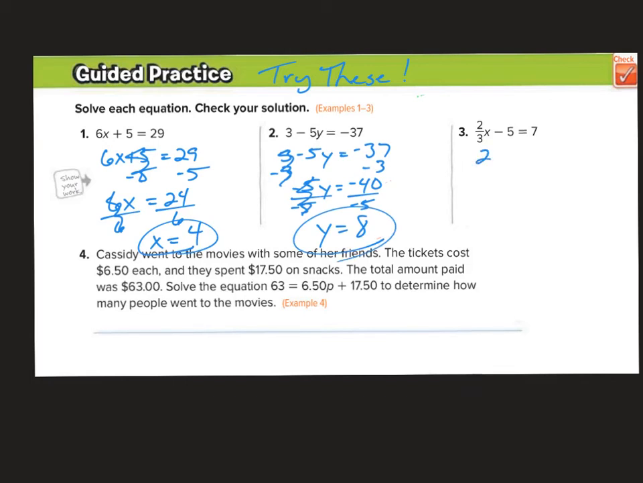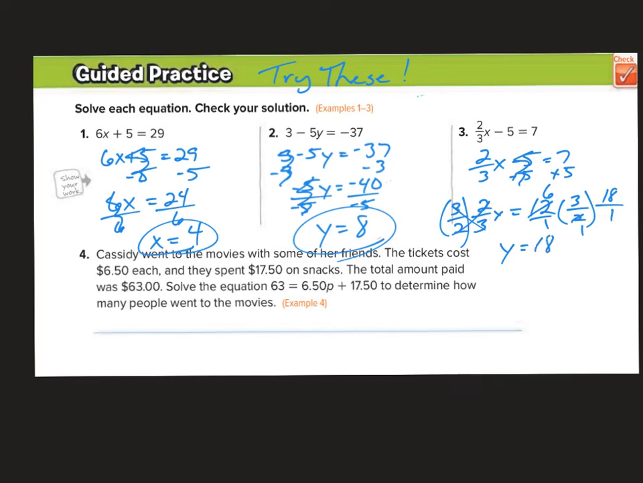For number 3, I've got 2/3 x minus 5 equals 7. I'm going to add 5 to both sides of the equal sign here. That leaves me with 2/3 x is equal to 12. Now to get rid of the 2/3 and get x alone, I have to multiply by the multiplicative inverse, which is 3 over 2, and I do that to both sides. That cancels. I can factor out a 2 here to get 1 and factor out a 2 here to get 6. And I'm left with x is equal to 18 over 1, or just x is equal to 18.